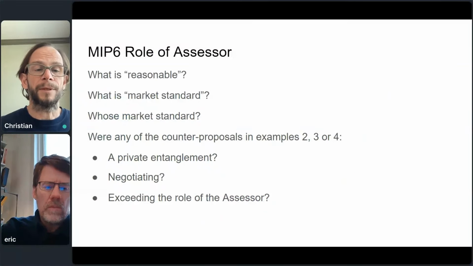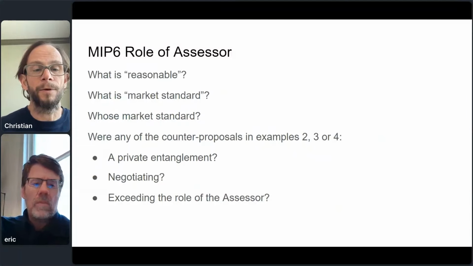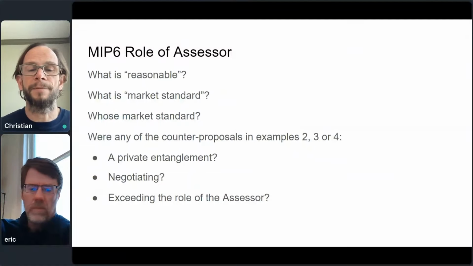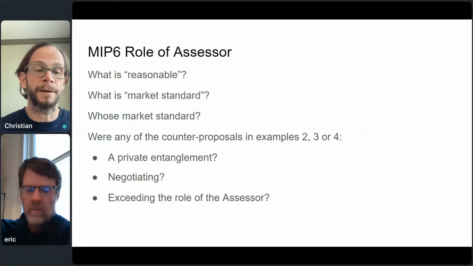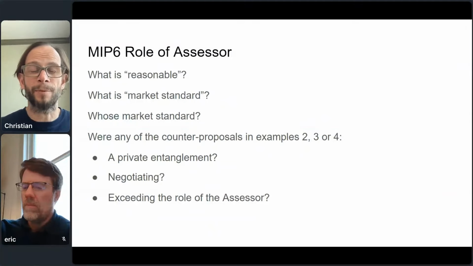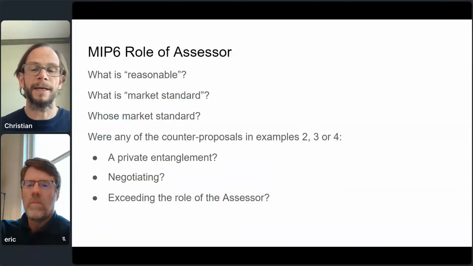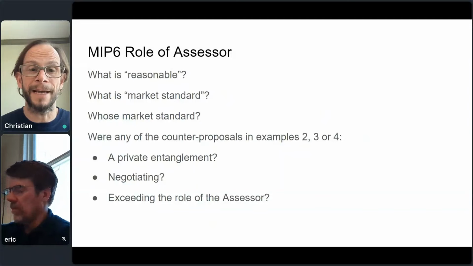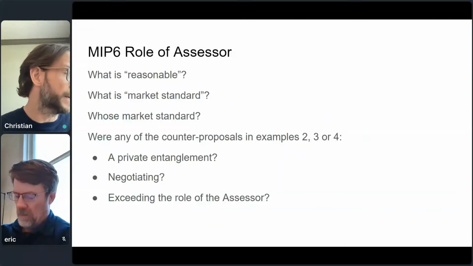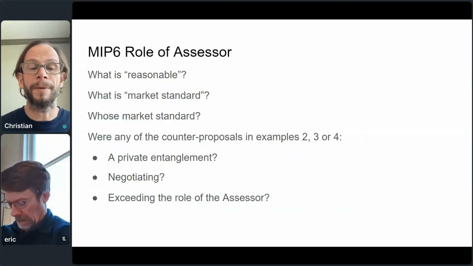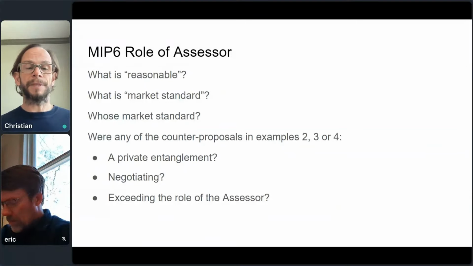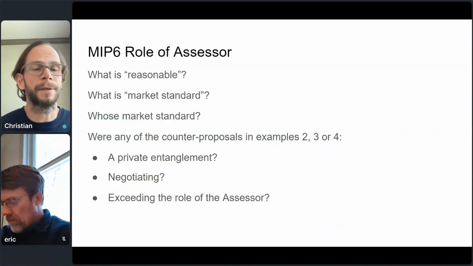So what is reasonable? What is market? Whose market standard? And are any of the counter proposals in examples 2, 3, or 4 where we are, quote, countering, is that a private entanglement? The term private entanglement seems to be thrown around a lot in the community. Are we engaged in a private entanglement because we are proposing a term that may be more beneficial to Maker? Are we negotiating? There seems to be some concern within the community that we are negotiating.